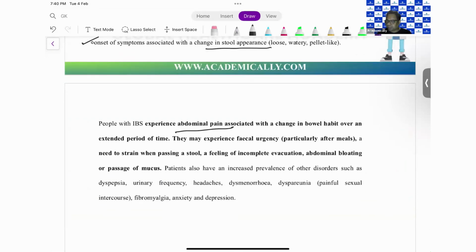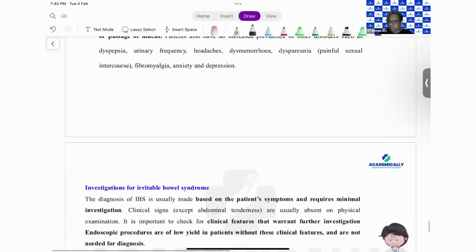So there is abdominal pain with change in bowel habit for an extended period. There might be fecal urgency, especially after meals. Every time the person has a meal, the person needs to go. The person may have to strain while passing stool, incomplete evacuation, abdominal bloating, and passing of mucus. That is also possible.